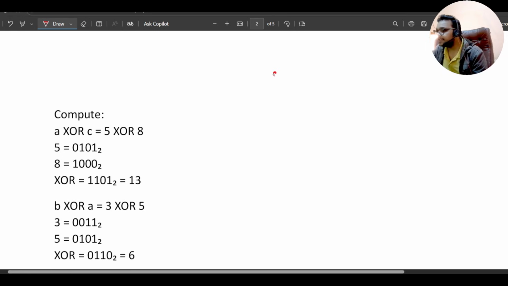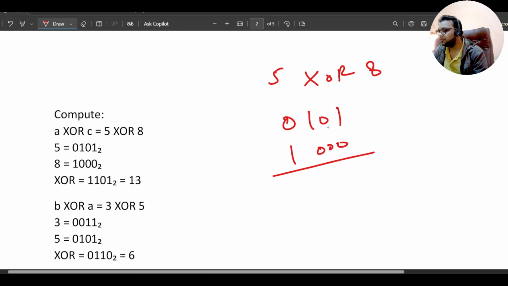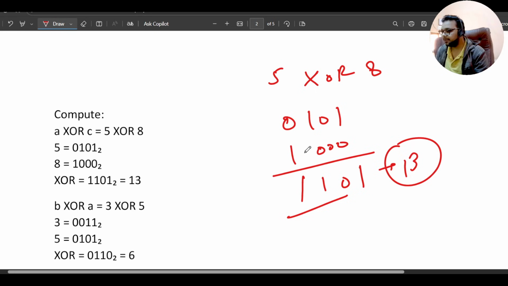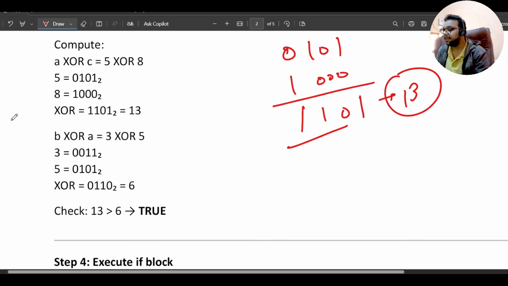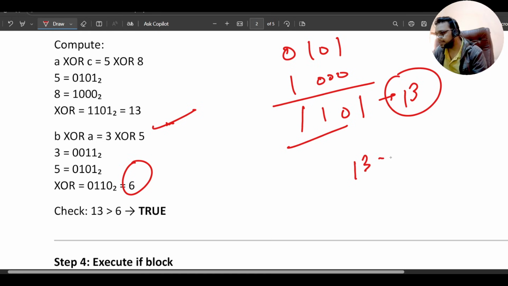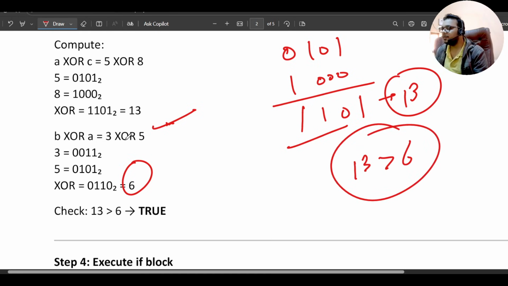The value of A is 5 and we need to do the XOR with 8. 5 is 0101 and 8 is 1000. We will perform the XOR: 1 XOR 0 is 1, 0 XOR 1 is 1, so it will be 1101, which is 13. For B XOR A, that means 3 XOR 5, we already did that and the answer is 6. So 13 is greater than 6, obviously true.